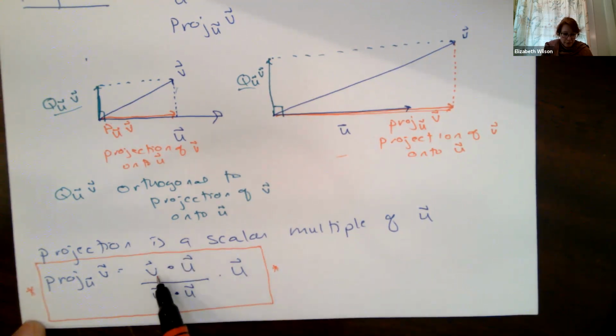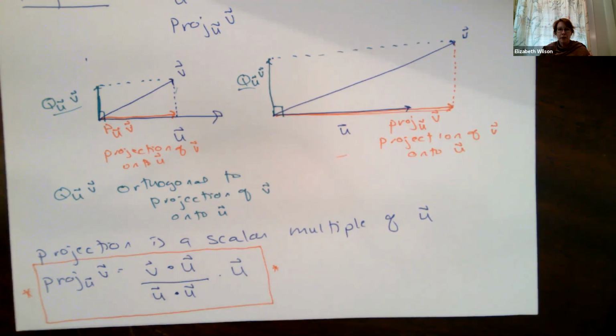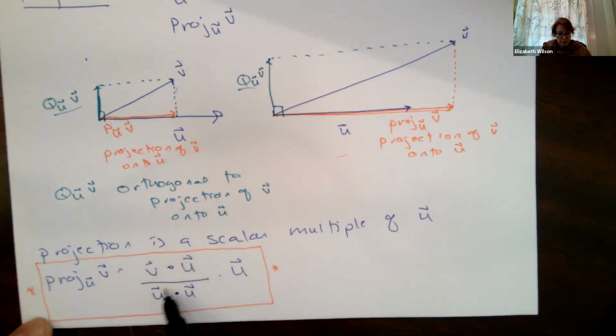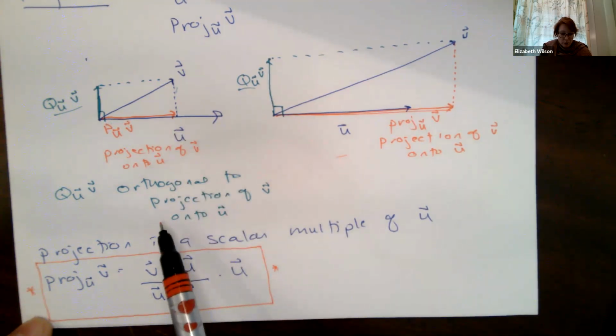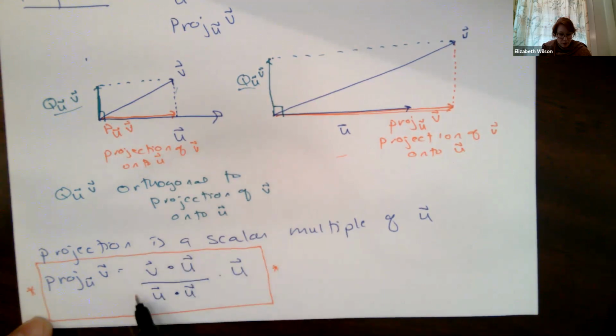But I take V as what I'm projecting onto U. So V dot U divided by U dot U. Remember with our dot product, we take in two vectors and we get a scalar. So I get a scalar divided by a scalar, and then I multiply that by my vector that I'm trying to project onto. That's why I say the projection is a scalar multiple of U. This whole value here is a scalar, and I'm multiplying it by the vector U.